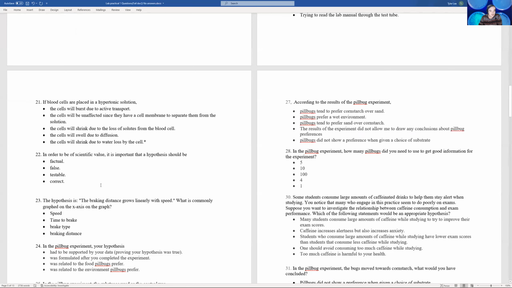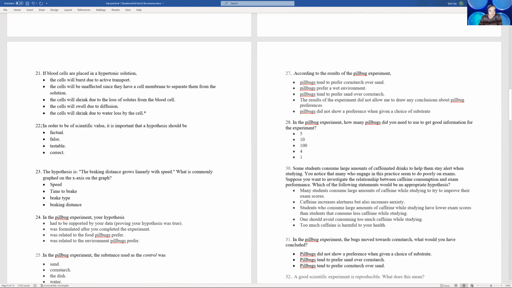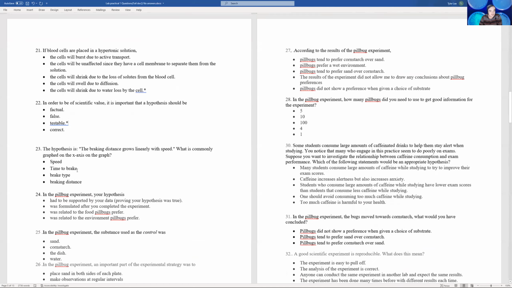In order to be of scientific value, it's important that a hypothesis be testable. Factual and correct, I suppose, are similar. But really, a hypothesis isn't very useful if you can't test it. So that is the main qualification for a hypothesis, that it is testable.